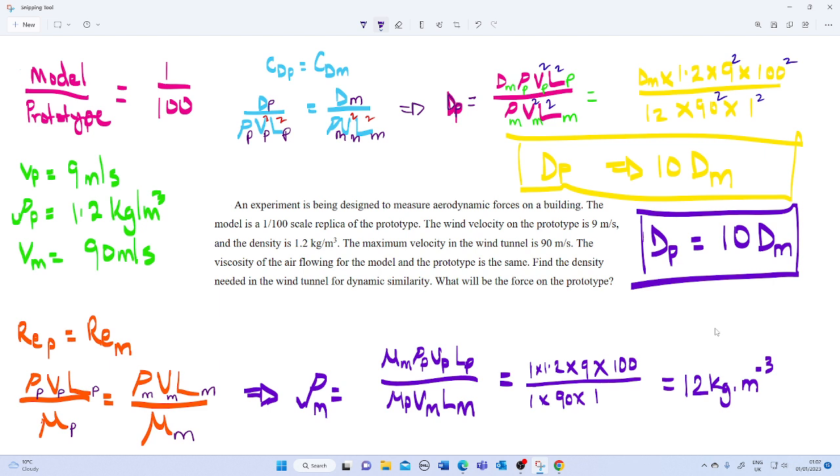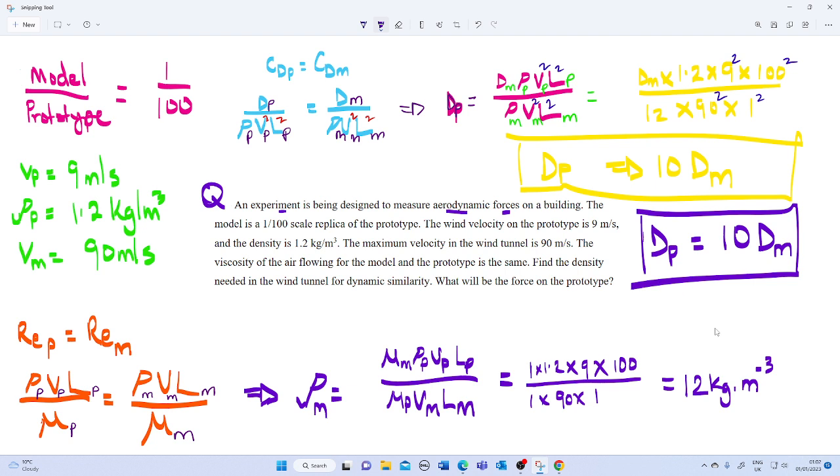Today we have another question from the aerodynamics point of reference. Now let's read through the question given today. An experiment is being designed to measure aerodynamic forces on a building.